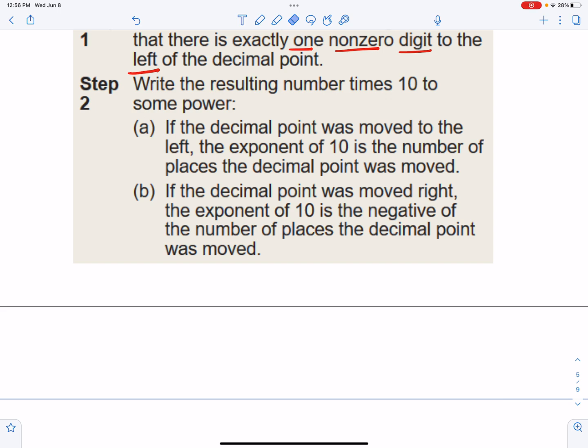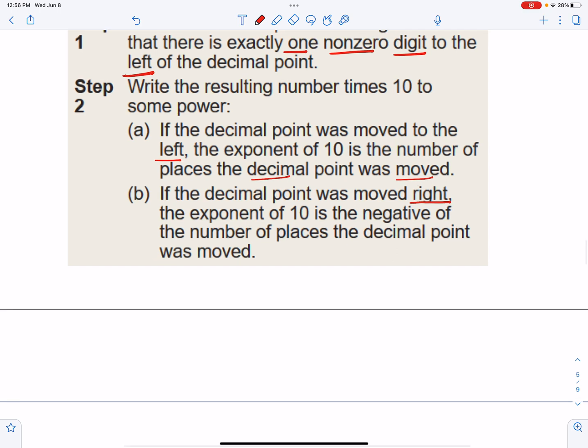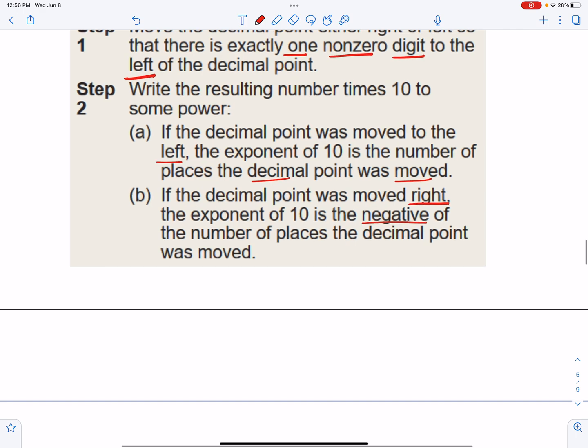All right, so notice our rule here. If the decimal point was moved to the left, which is what we did, the exponent is just going to equal the number of places the decimal was moved. If the decimal was moved to the right, then the exponent will be the number of places it was moved, but it will be negative.